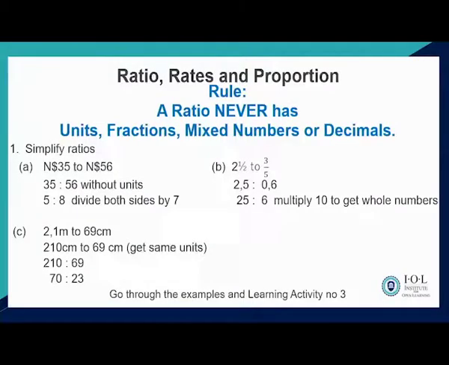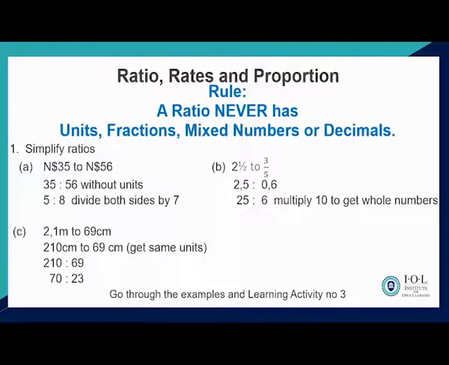With ratios, rates, and proportion, you have to remember a ratio like 3 to 4, or my age to your age is 2 to 5 or 3 to 5. There is and will never be a fraction or a decimal or different units. So your ratios must always be whole numbers, both of them. So we have to simplify ratios.